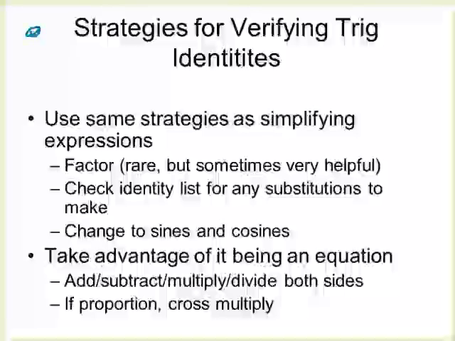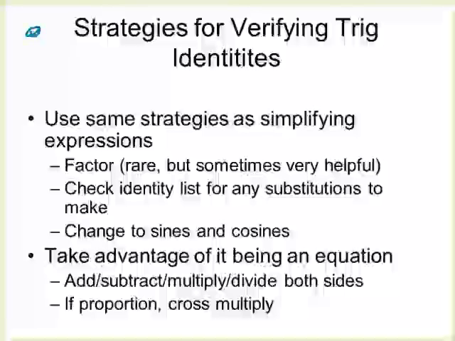But when we say we're verifying a trig identity, the difference between these problems and the ones that we looked at in the last part that said simplify is that the verify questions will be an equation, whereas the simplify ones were just an expression. There was no equal sign in them. So when we're verifying, we can take advantage of the fact that it's an equation, and we can do equation stuff. So we can add, subtract, multiply, divide on both sides, and if it's a proportion, we can solve by cross multiplying. So we have a couple extra things that we can do with verifying.